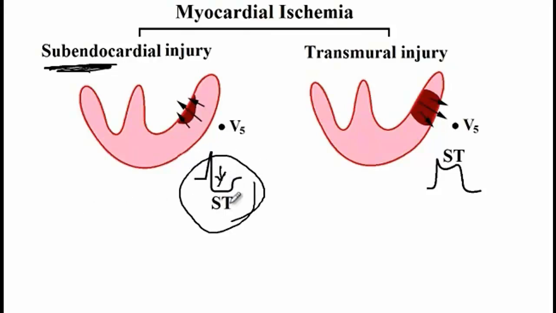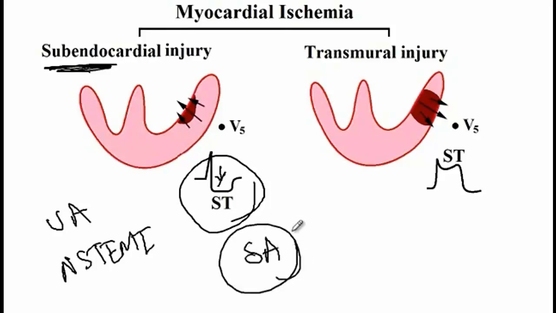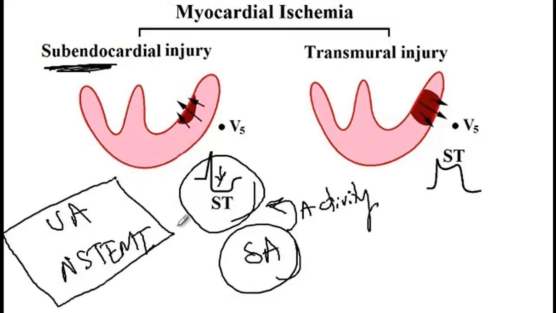Another two conditions where you can see ST depression include the unstable angina or NSTEMI. So with the stable angina, with activity, you would be able to see the ST depression, while in patients with the unstable angina or NSTEMI, at rest, you would be able to see the ST depression.